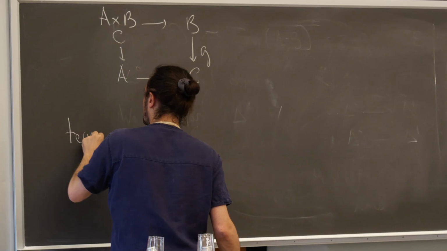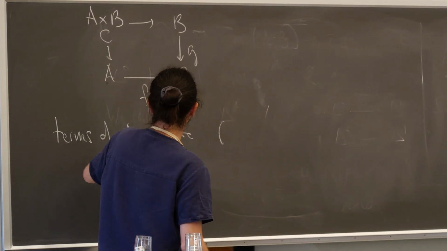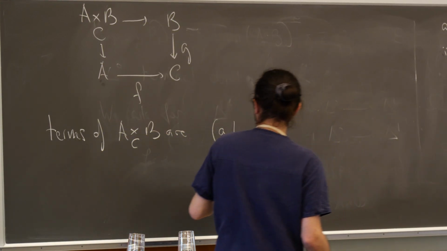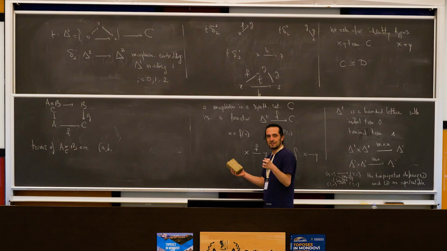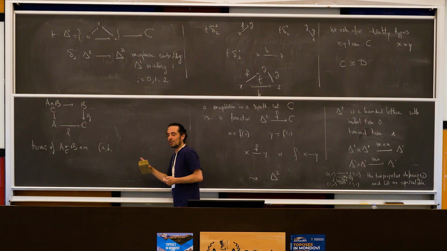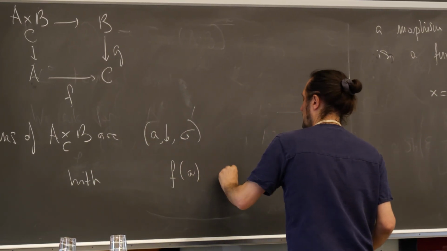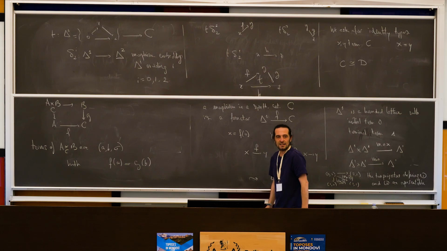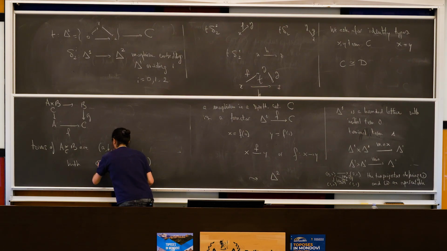The terms of this fiber product should be pairs. So you should have a little a in capital A, a little b in capital B. And then you should say that they are equal. But because we are doing things constructively, we cannot say that they are equal in a silly way. You have to provide a proof that they are. So a term here is a pair together with a proof, call it sigma, such that, when you look at f of a and g of b, these two things are terms of C. That means you can provide the type of equalities, and to say that they are equal, you must provide a proof of it. A term here is exactly such a thing: a pair together with a proof that they are equal.